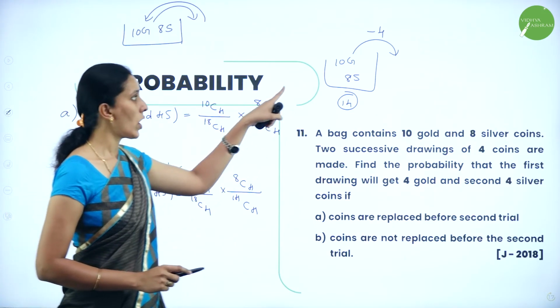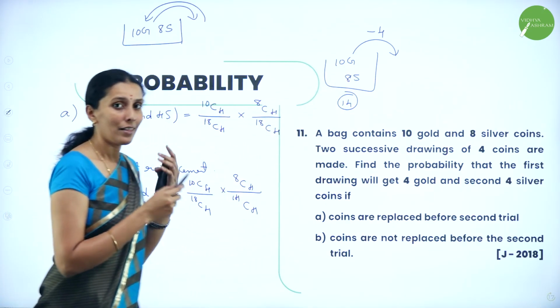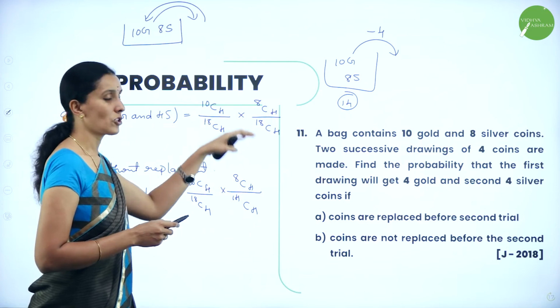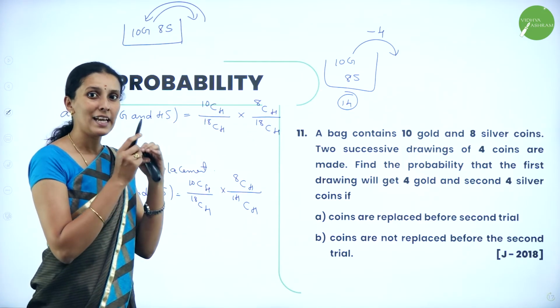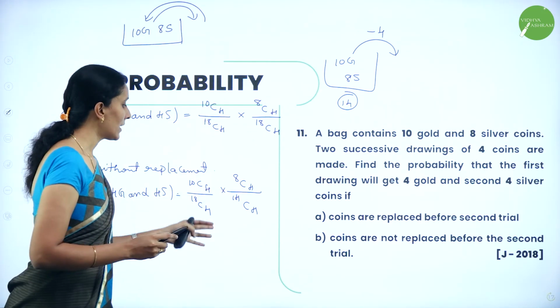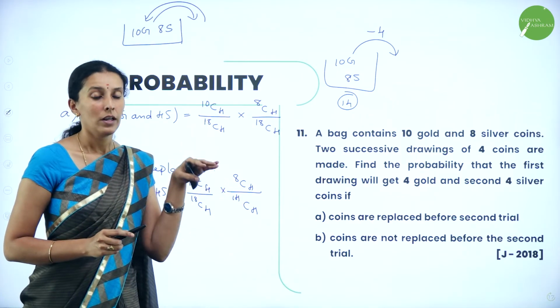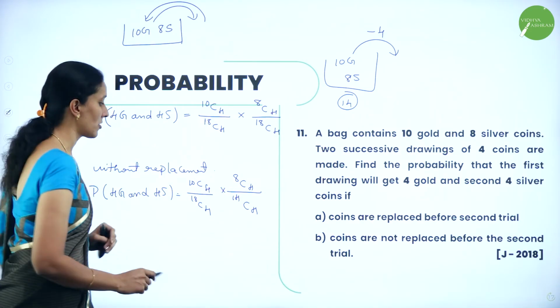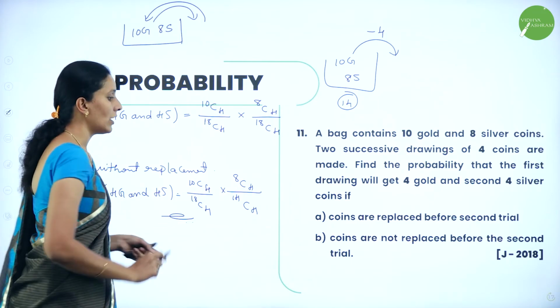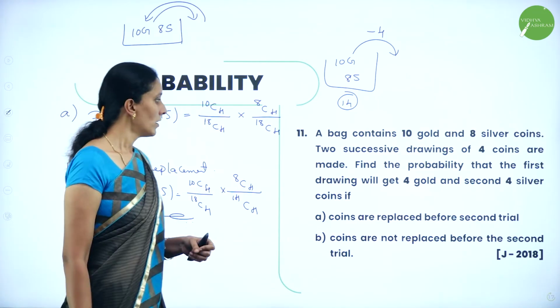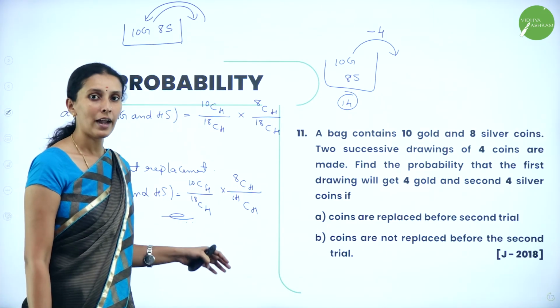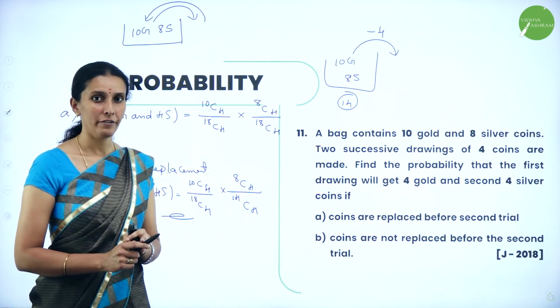Because here the coins are not replaced back. In the previous one, the coins are replaced, so the total selection will be 18C4 only. But here it will be 14C4 because the coins are not replaced. So this is the probability for the second case. Evaluate the value and write the probability value.